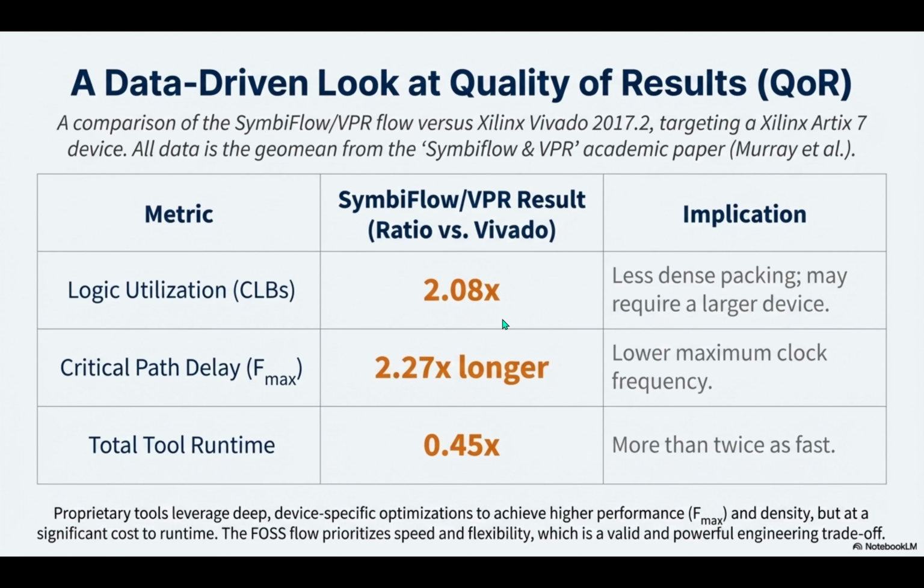It could mean your design doesn't fit on the chip you bought, or you have to buy a bigger, more expensive device just to make it work. So that's a direct economic constraint, not just a technical one. Absolutely. And the second penalty is performance. The critical path delay is 2.27 times longer. Whoa, okay, stop.